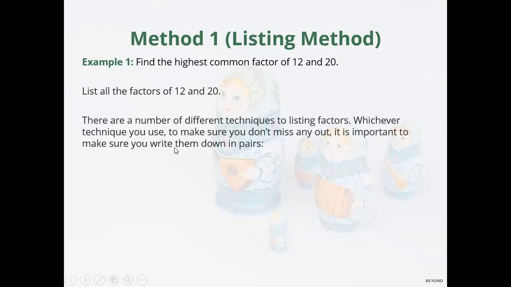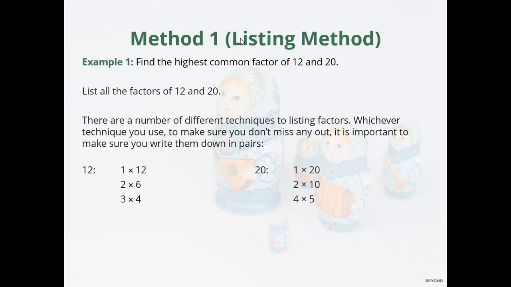How? There are many ways to do that. One of them is writing down in pairs, like how you see right now. 12 is 1 times 12. 12 is also 2 times 6. 12 is also 3 times 4. So far, so good. And then on the other side, you write down the pairs for 20. 1 times 20 will give you 20. 2 times 10 will give you 20. 4 times 5 will give you 20.